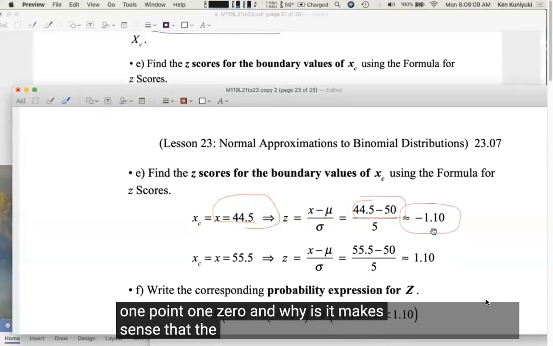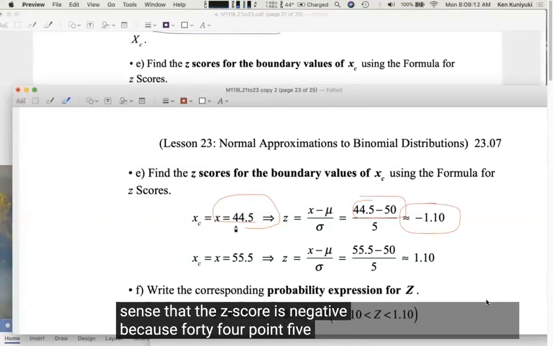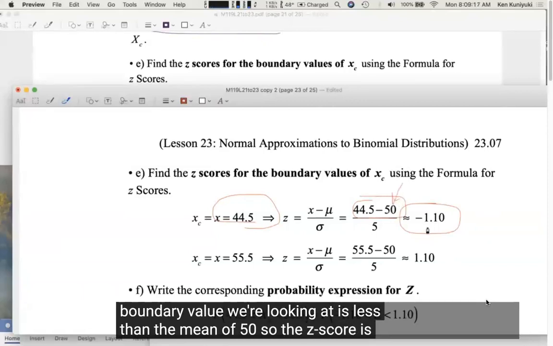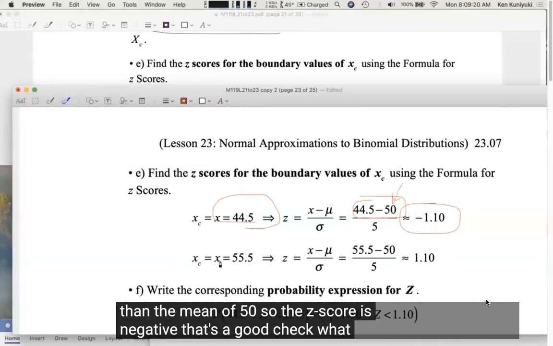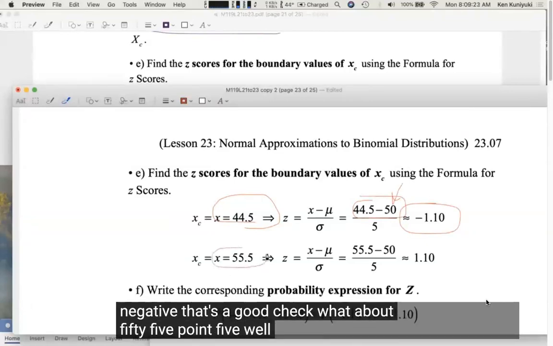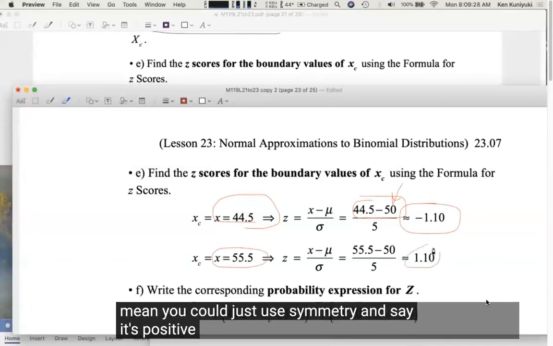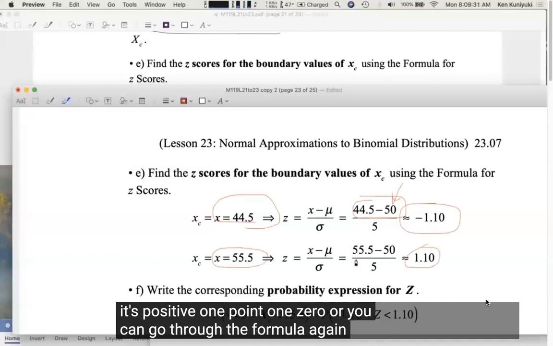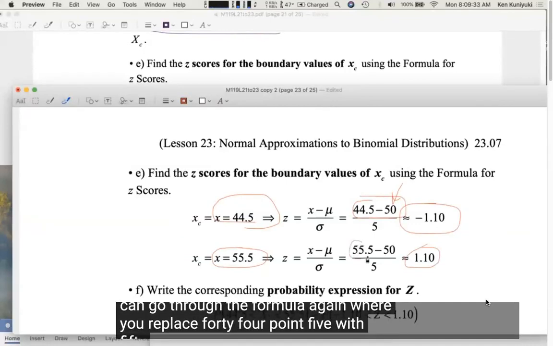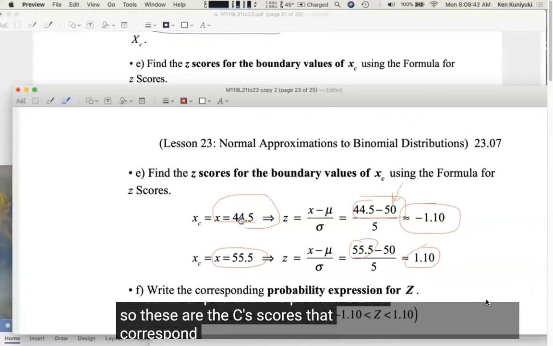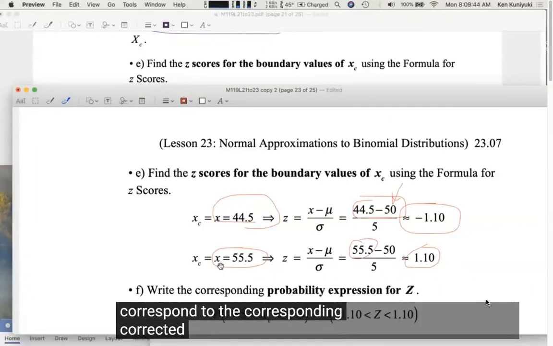And why does it make sense that the z-score is negative? Because 44.5, the boundary value we're looking at, is less than the mean of 50. So the z-score is negative. That's a good check. What about 55.5? Well, since these are both symmetric about 50 heads, the mean, you could just use symmetry and say it's positive 1.10, or you can go through the formula again, where you replace 44.5 with 55.5. This time you get a z-score of positive 1.10. So these are the z-scores that correspond to the corresponding corrected X scores over here, the boundary scores.